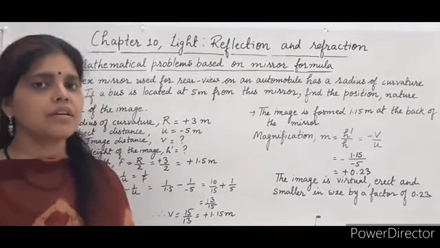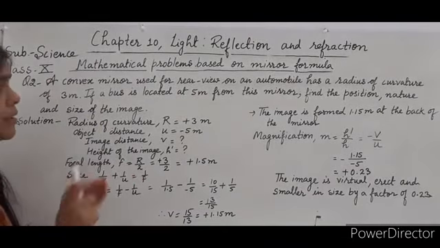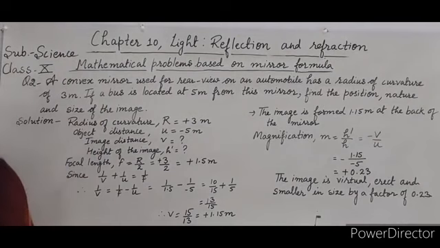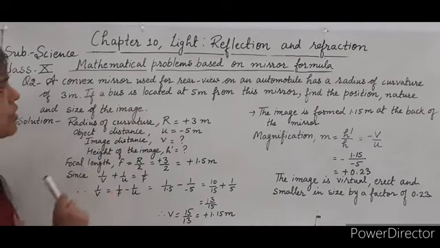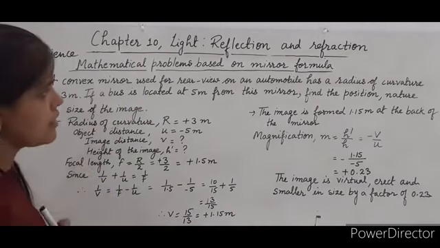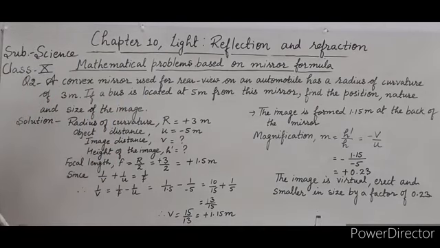Here, students, is the second mathematical problem based on mirror formula. A convex mirror used for rear view on an automobile has a radius of curvature of 3 meters. If a bus is located at 5 meters from this mirror, find the position, nature and size of the image.